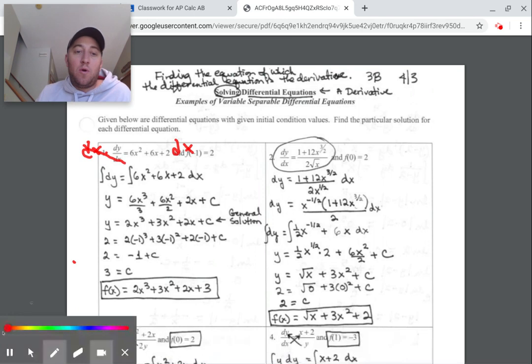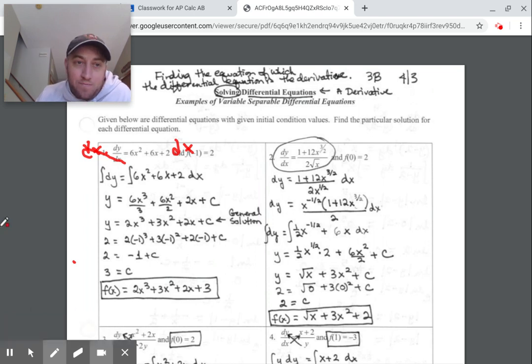Now we're to the part where I really have separated my variables. I have all of the x's on the right-hand side. I have all of the y's on the left-hand side. Now I'm going to integrate both sides of my equation. So I have the integral of 1 dy. So what is the antiderivative of 1? With respect to y, it would just be y. What is the antiderivative of 6x squared plus 6x plus 2 with respect to x? Add 1, divide, add 1, divide, add an x plus c. So we'd end up with 2x cubed plus 3x squared plus 2x plus c.